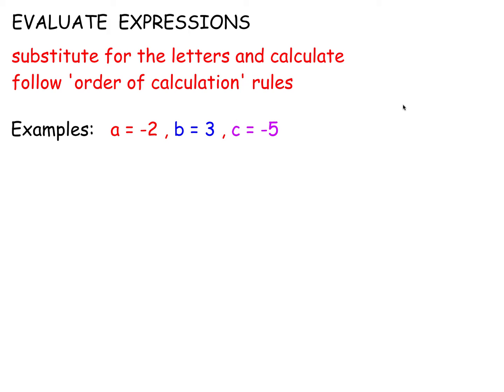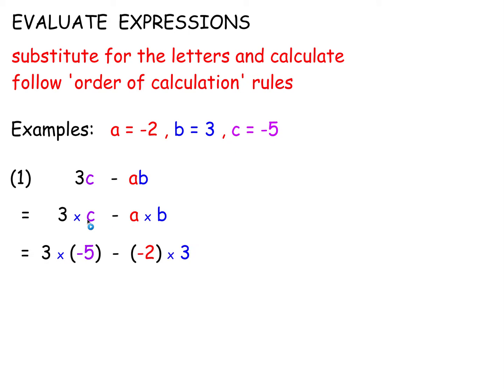This is the final bit, which is basically it's just all the rules for addition, subtraction, multiplication, division of positives and negatives, and watching the order of calculation. So it's substitution for the letters. The letters A, B and C are represented by these values. So if you're asked to work out 3C minus AB, 3C means 3 times C, AB means A times B. You do the multiplications first, then you do the subtraction. So it's 3 times what C is. C is negative 5. So you substitute, you make the C negative 5. You substitute for the A and the B. A is negative 2 and B is 3.